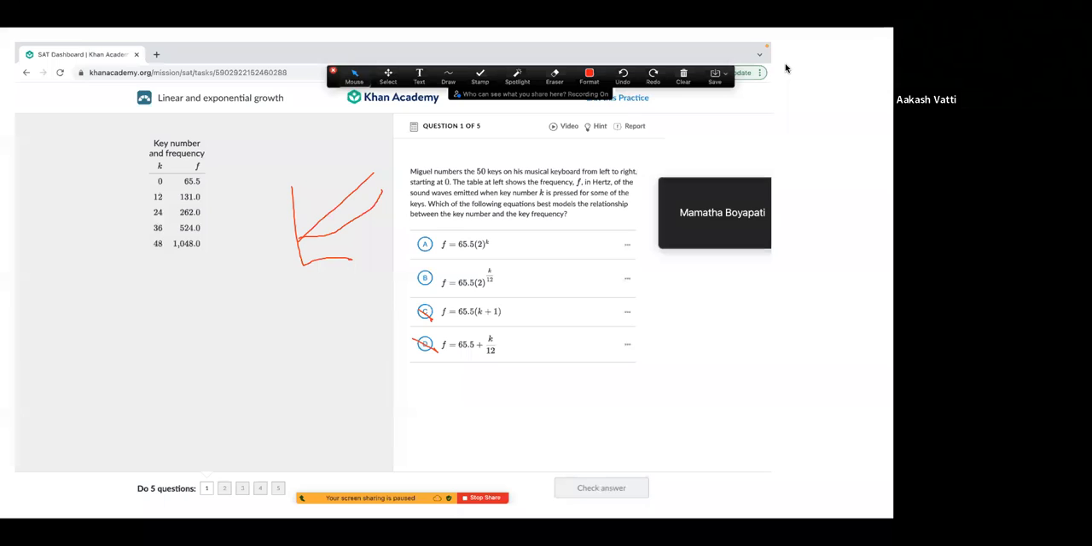And so of the two exponential equations, A and B, the first one gets larger too quickly, and you can see this by plugging in any other integer other than 0 for k. And for the second one, the frequency doubles every time we move 12 to the right, because every 12 we have to double versus every one we double. So the answer is B, because we want to double every 12 steps, instead of every one step for A.